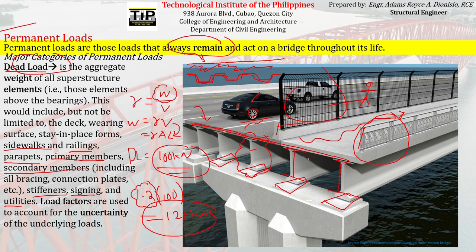Katulad nito, nung pinapakita ko dito. So prismatic yan. So ito yung area na tinatawag natin, yung A. So yung A na yan, yung sineshade ko, multiply mo sa length niya, makukuha mo yung volume. Multiply mo sa unit weight yun, makukuha mo yung weight nitong member na to. Okay? So yung weight na yun, that is what we call the dead load. That is what we consider as dead load.